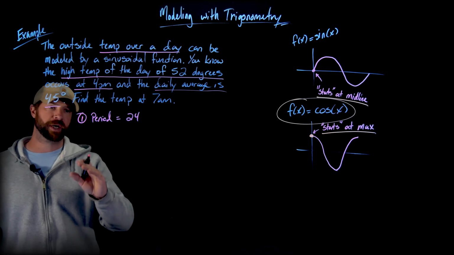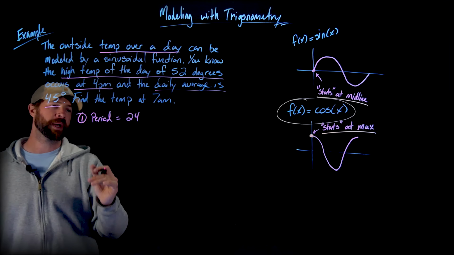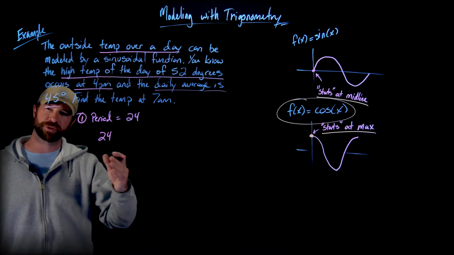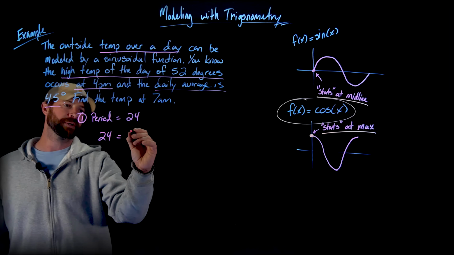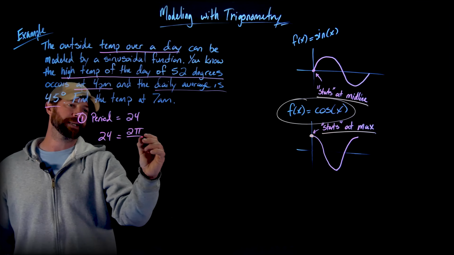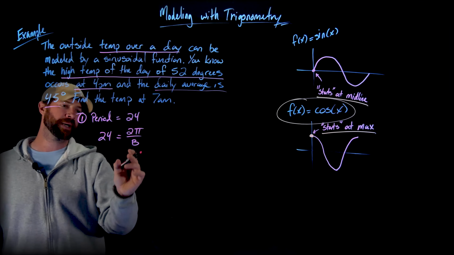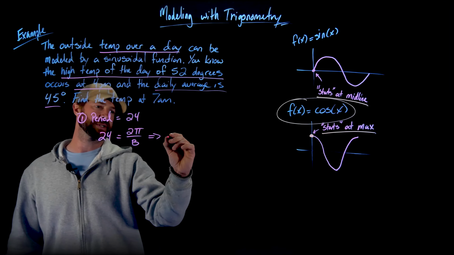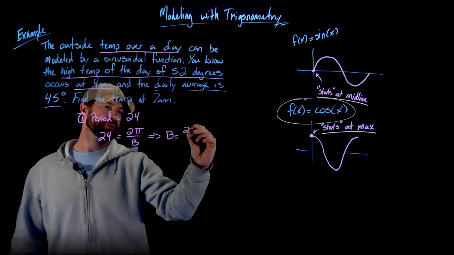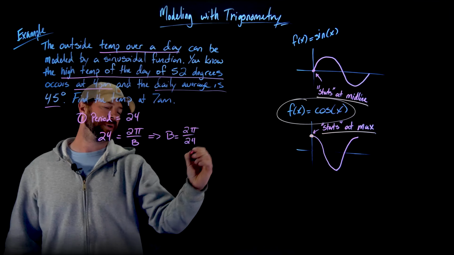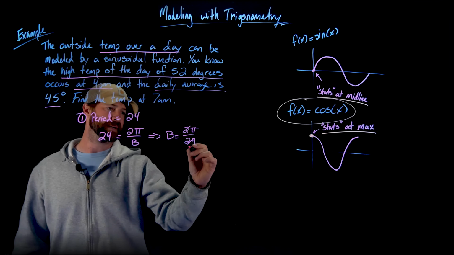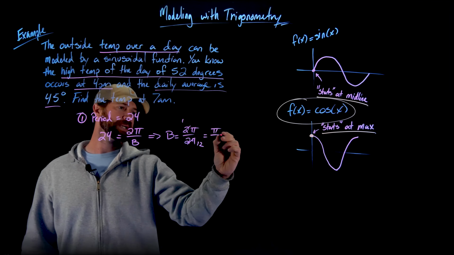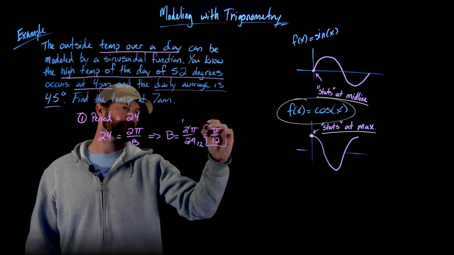So first and foremost, I'm going to work with this period being 24. If the period is 24, I can find this important b value that makes this horizontal stretch or shrink by using this relationship that the period is equal to 2 pi over b. By multiplying by b and dividing by 24, I can turn this equation into b equals 2 pi over 24. And then I can reduce that by dividing by 2, get a 12 and a 1. And I get that b is pi over 12.